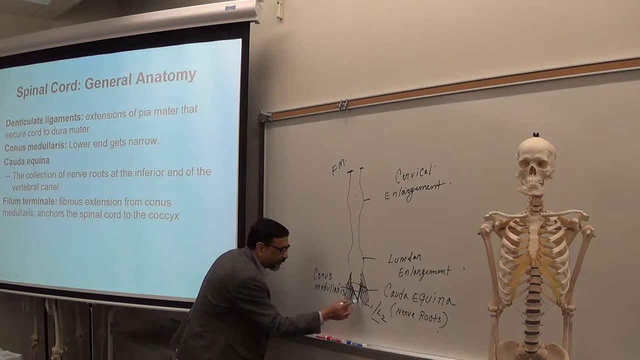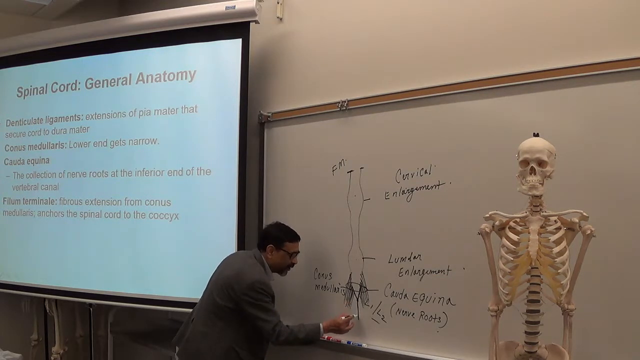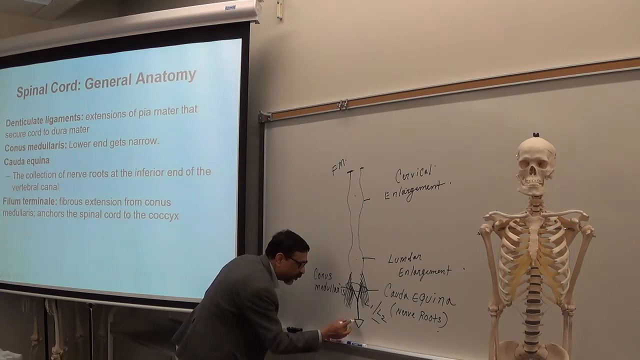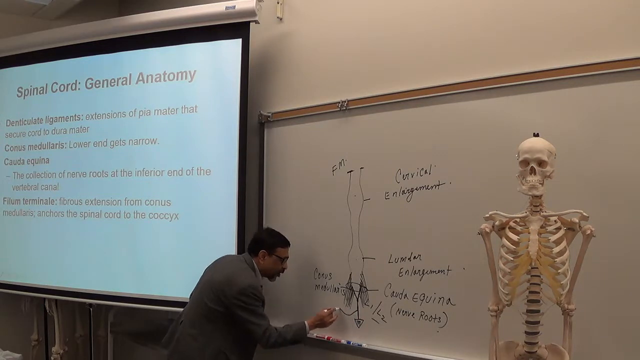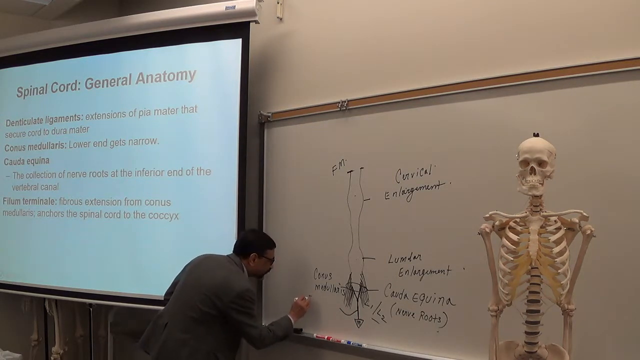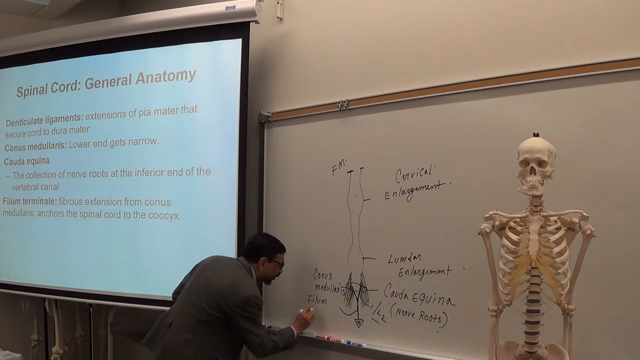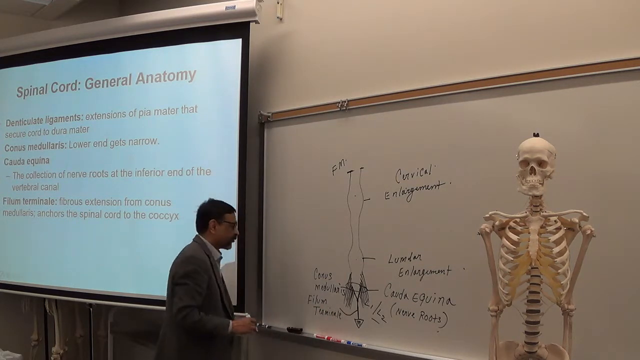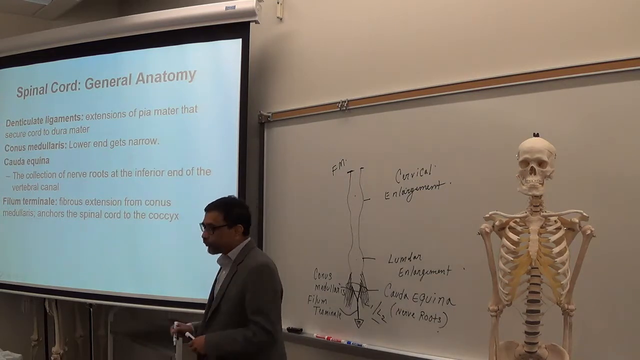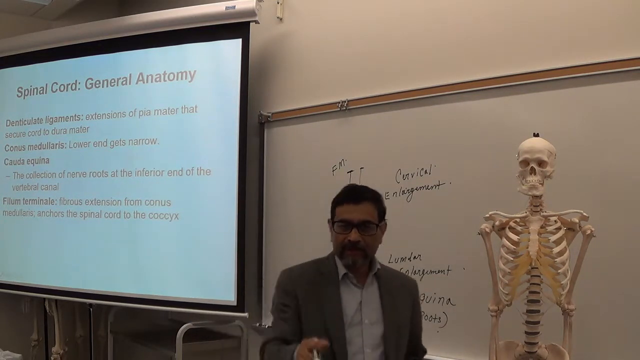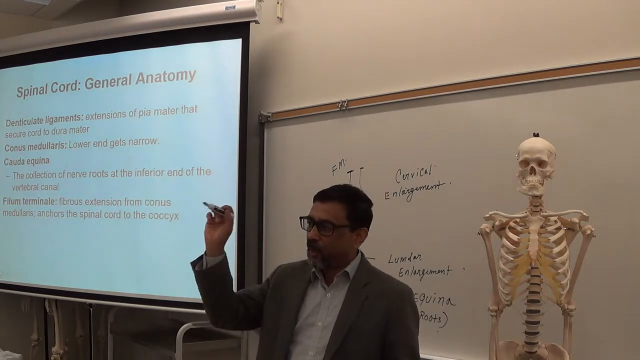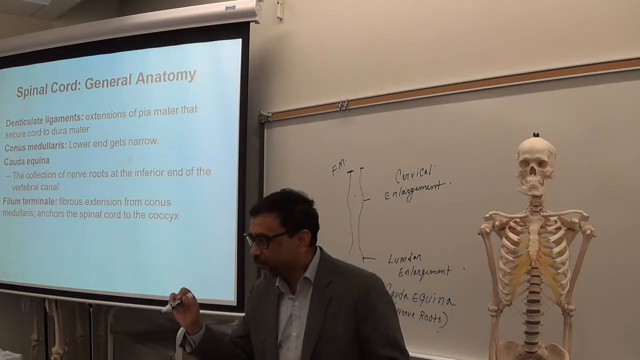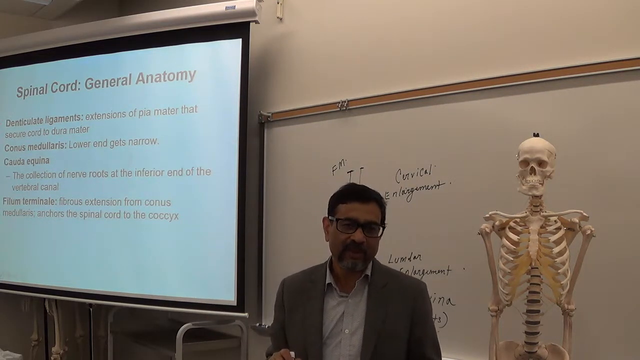Then from the lower pointed end of conus medullaris, a thin cord-like structure extends and gets attached to the coccyx, the tailbone. And this thin cord is called filum terminale. It is a thin cord that extends from the lower end of conus medullaris to the coccyx, the tailbone.